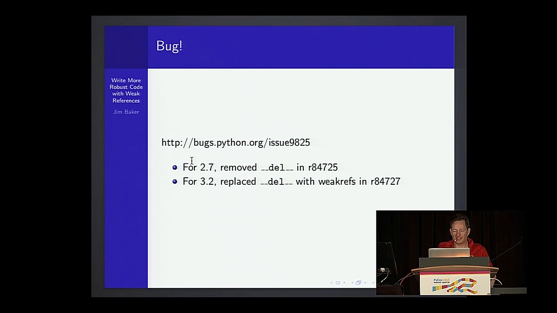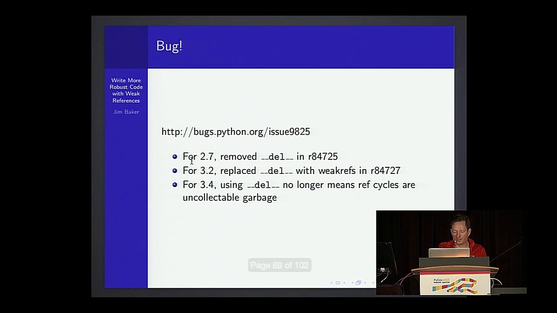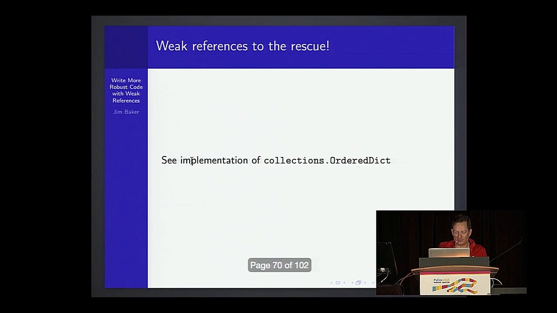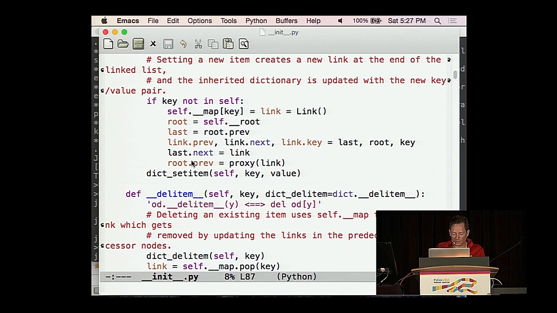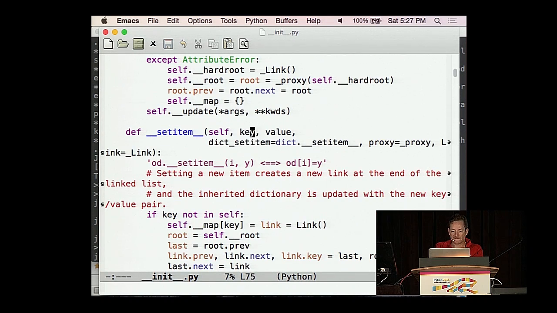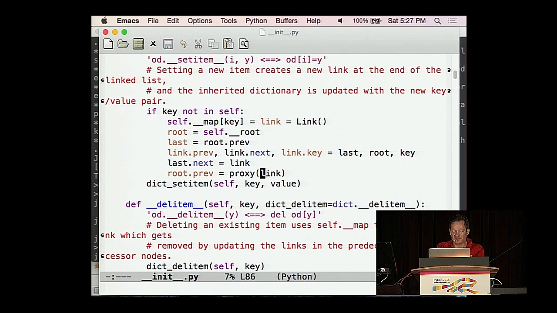So the other thing was that in 3.2, we replaced __del__ with weak refs. And again, there's this further point that we no longer have to worry about uncollectible garbage. So let's look at the implementation of OrderedDict. What I find interesting about stuff like this is, again, you can go look into the code. You would see, for example, this one use of the proxy mechanism.